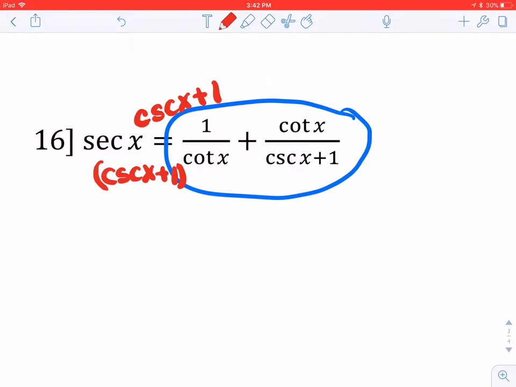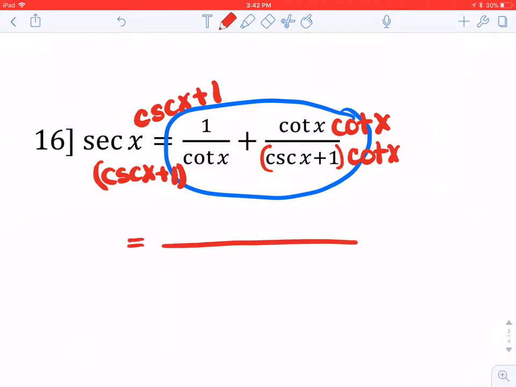So I'm also going to take the denominator of my second fraction and put it in parentheses so that when I multiply it by cotangent of x over cotangent of x, it's easily read as cosecant of x plus 1 times cotangent of x. All right, now I'm going to get my brand new fraction here. One big giant fraction, because remember, you're adding them. Might as well make it one fraction now. So my denominator is cotangent times cosecant of x plus 1.